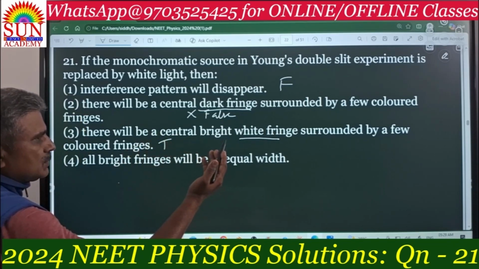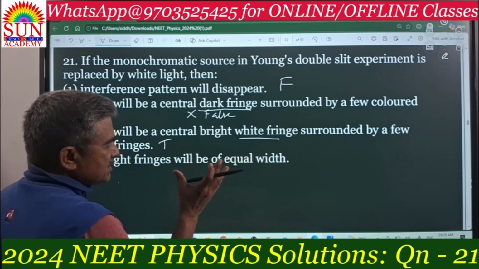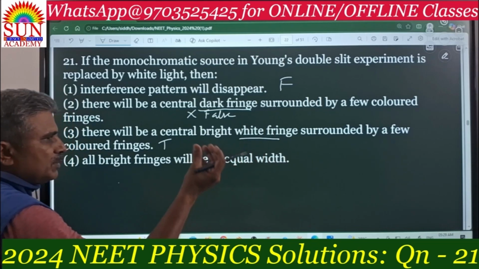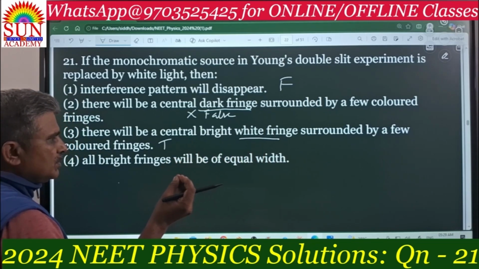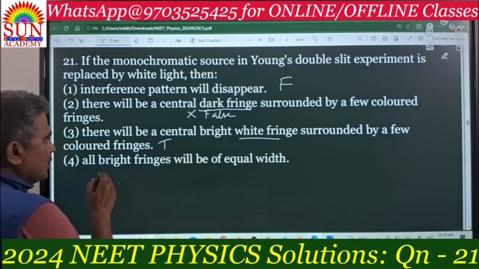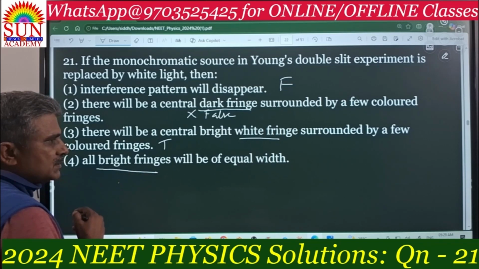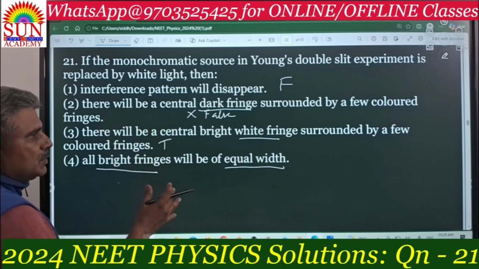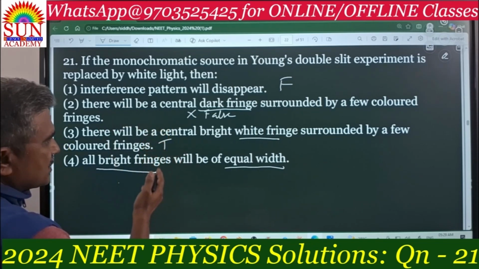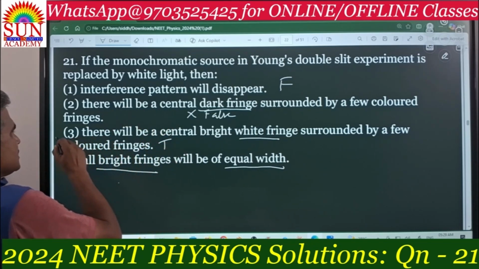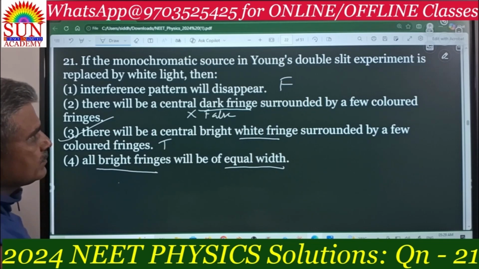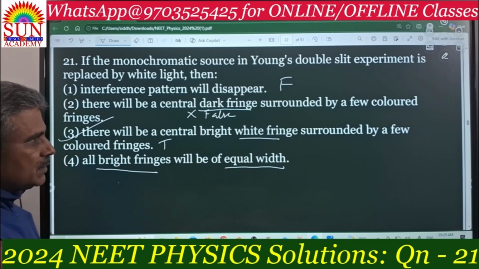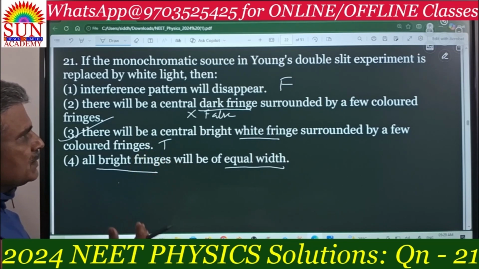Next, all bright fringes will be of equal width. You observed that the central one is brighter, and when you move away from the central one, the strength diminishes. So all are not exactly bright fringes. Equal width okay, but not equally bright. So after seeing the picture and discussing these statements, we got the answer that the third one is the right answer. Even if you didn't observe that picture, you can answer this one with general theoretical knowledge only.